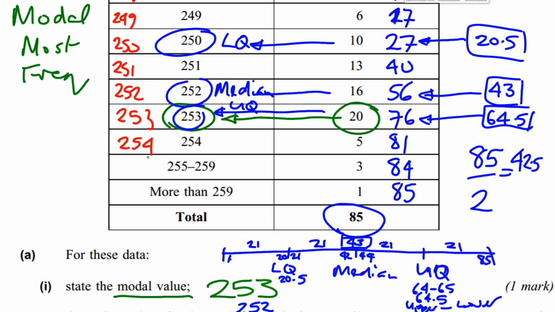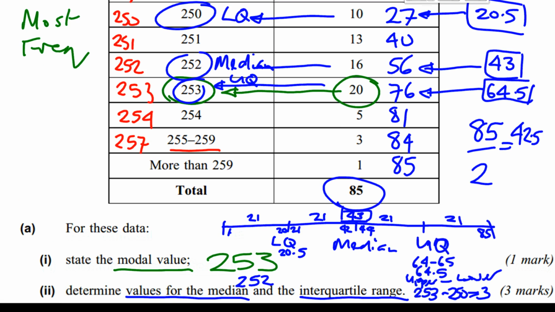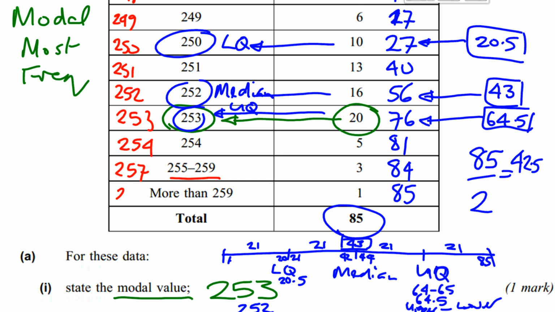254. Here we've got a range again, we need to find the midpoint, so we average those two and we're going to get 257. And finally we've got our more than 259. Again, that would cause us a real problem if they hadn't told us that the extreme value is 271. So there's our 271. Okay, what are we going to do with this data?